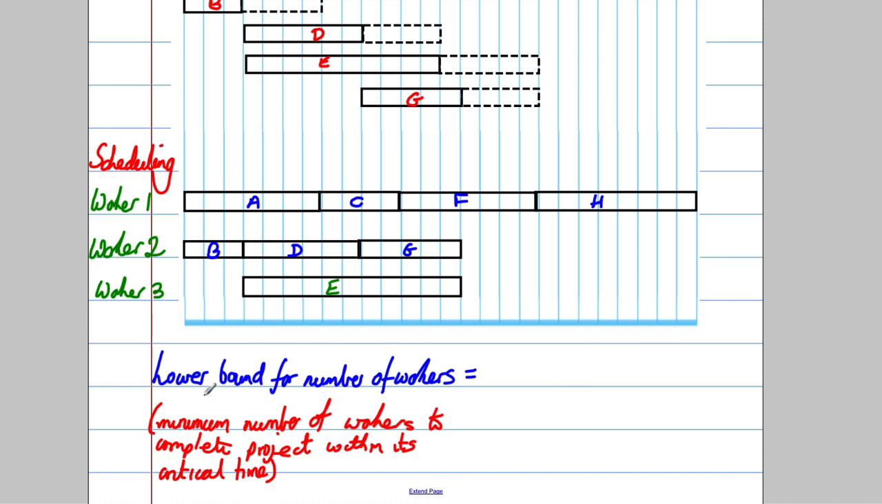Now, the number you might find doing your scheduling diagram might be bigger than this because of the various overlaps, but this is just potentially the lowest possible one that you might be able to get. And how you work that out, it's your sum of all your activities divided by the critical time of the project.